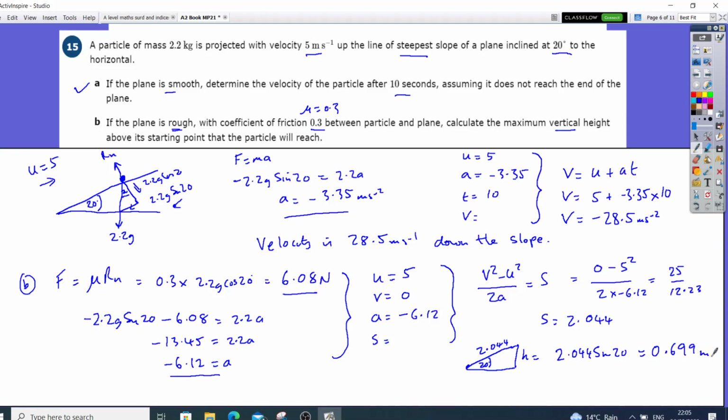Meters. Okay, so that's a bit tricky, because you had to work out the acceleration again, as you've got friction involved now, and then put it through here. That gives you the displacement, but it's asking for the vertical height, which is perpendicular to the horizontal. So then you have to use these components. Okay, hope that helps.